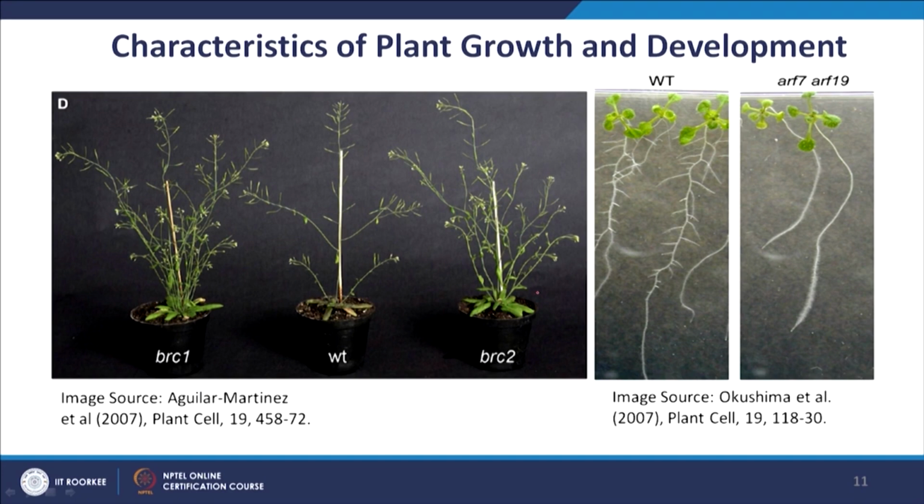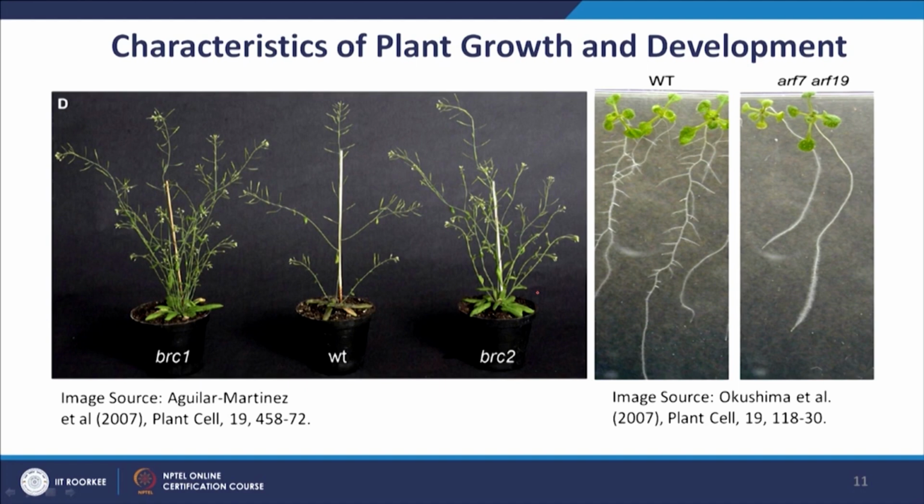On the other hand, if you look in the root, these are two transcription factors. This is a double mutant of auxin response factor 7 and auxin response factor 19. And in this double mutant, what is happening? You can clearly see that the apical meristems are working fine. So, you can see that the shoot apical meristem is here, the root apical meristem is here.